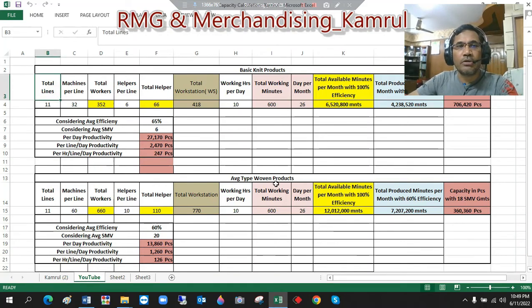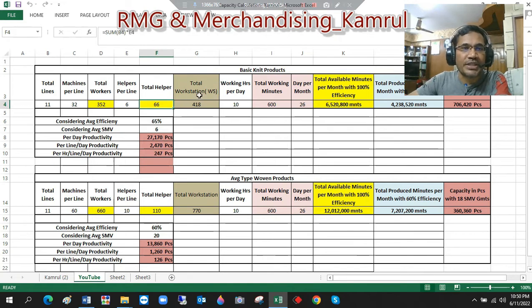Here I have considered one particular factory which consists of 11 lines, with 32 machines per line. Total workers here are 352. And per line there are 6 helpers, so the total helpers are 66.